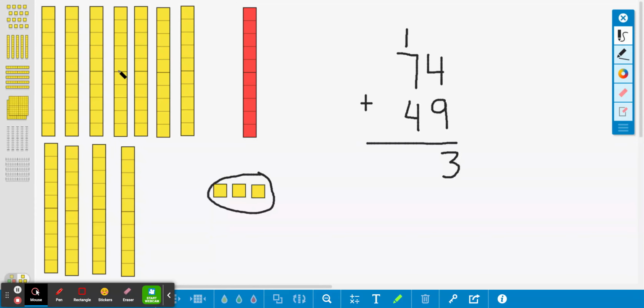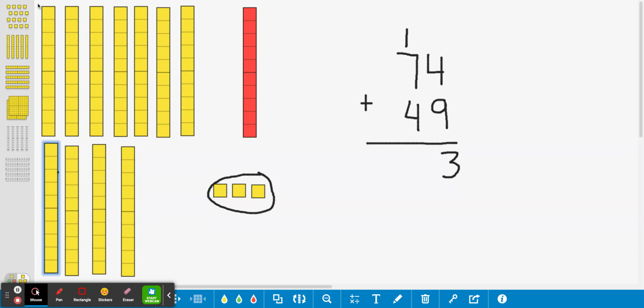And if I'm not sure, remember, we check with the model. So I have 7 here from the 74. And I have 4 here from the 49. So 7, 8, 9, 10, 11, and then 12. Now, what I know is that I can't have 12 because 12 doesn't fit in the tens place. 12 tens is made up of 10 tens and 2 tens. So I'm going to take the 10 tens, 7, and 8, 9, and 10.